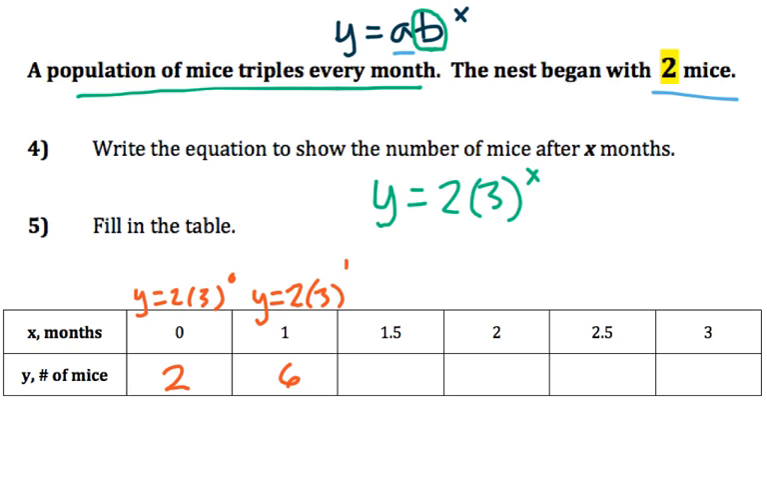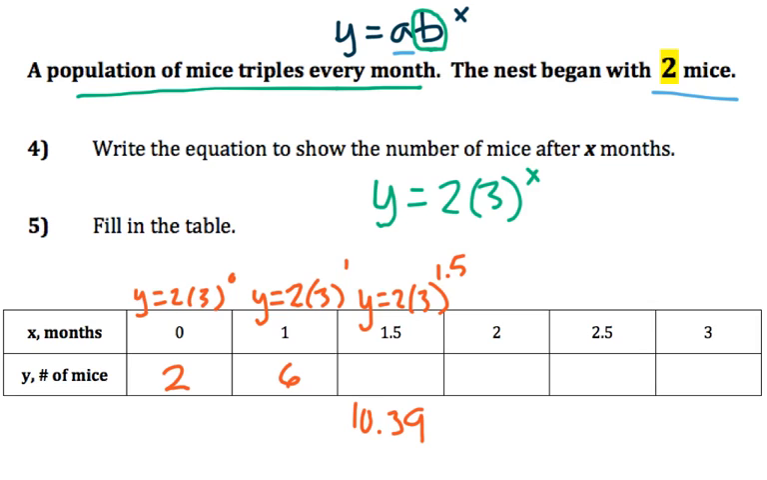Then we substitute in the next one. So y equals 2 times 3 raised to the 1.5 power. And we get 10.39, which doesn't really make sense because we can't have just a part of a mouse.